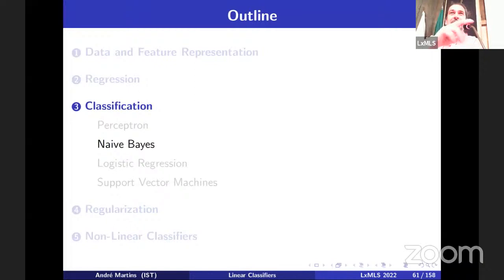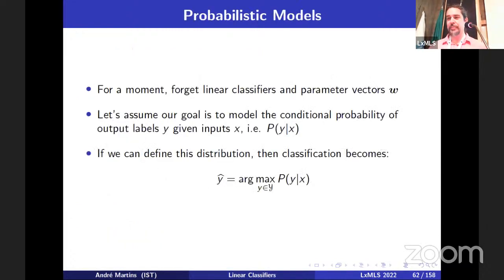All right. Let's get started with the second part. In the first part, we talked about regression, then classification, and we covered the perceptron. Now we are going to talk about naive Bayes. There's lots of material for the second part, but I might skip some parts to save time.